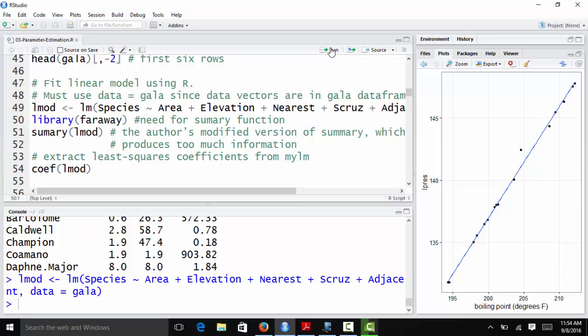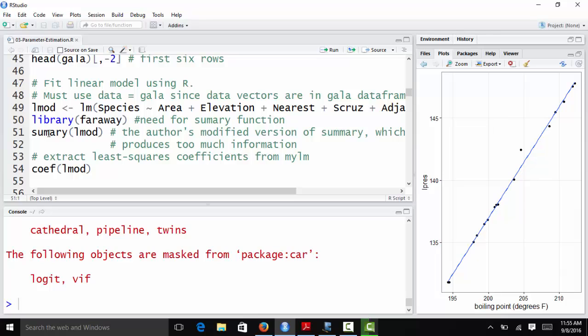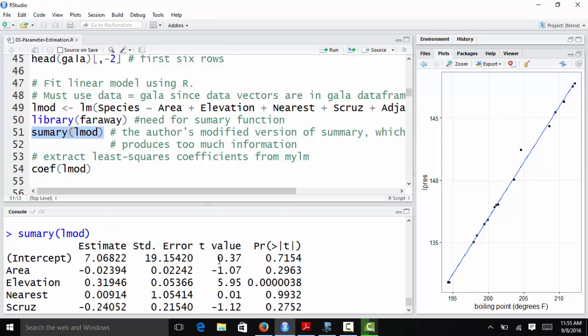So where we stored our linear model is in lmod. And then now I am going to load the faraway package because there's a nice little function that the author provides to view the results called sumary. But notice it's actually spelled wrong. You can do the same thing with 2 m's, it just gives you more output. So we're going to use sumary with only a single m and look at the output here. And this gives us quite a bit of information that's going to be useful to us.